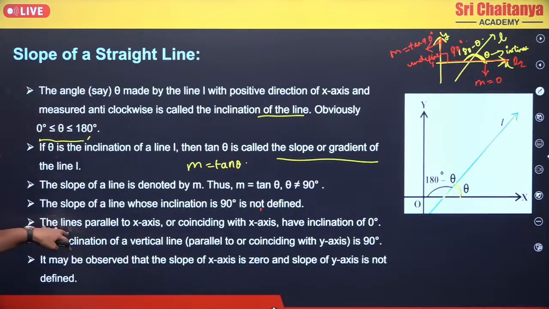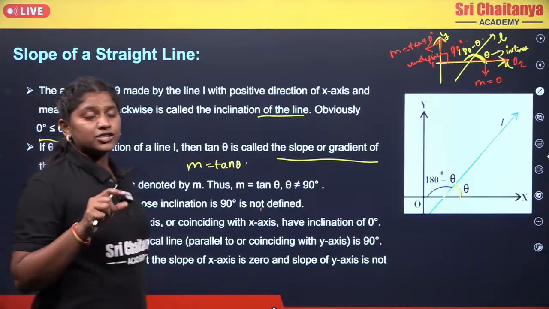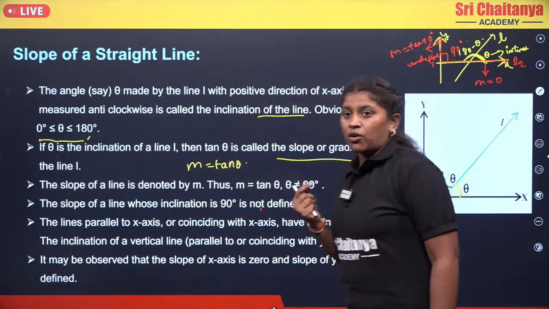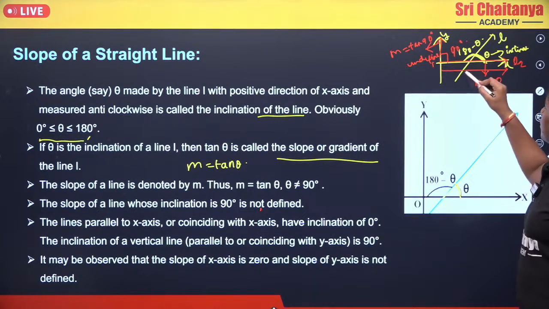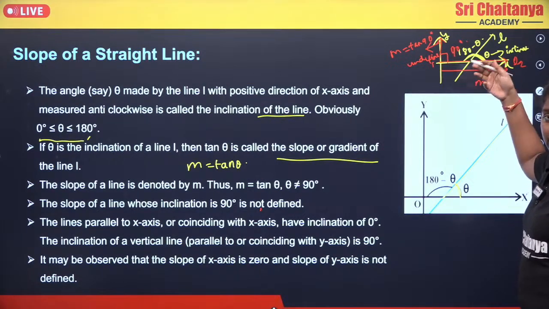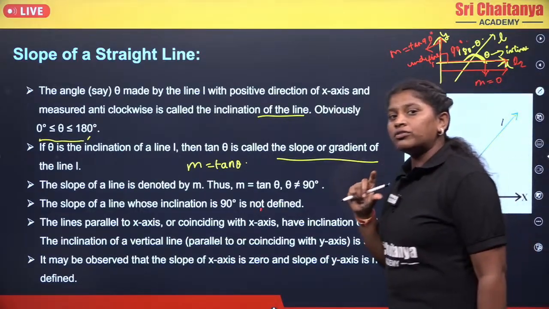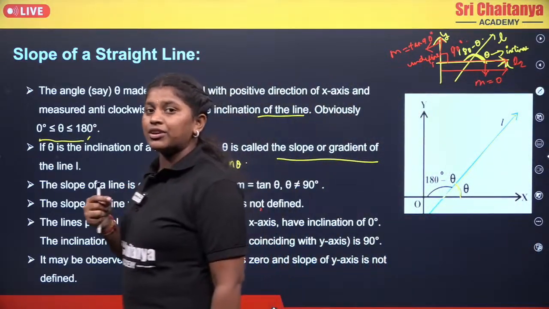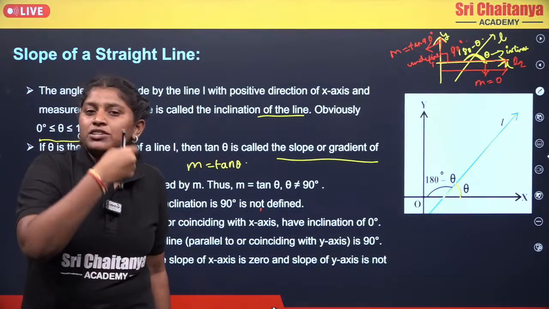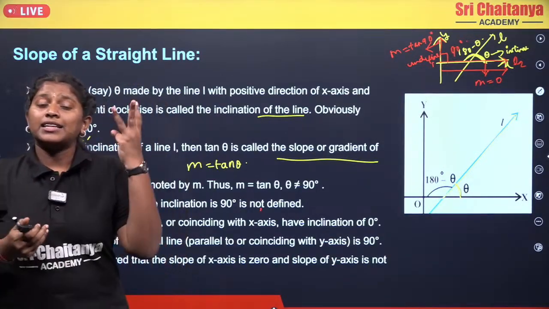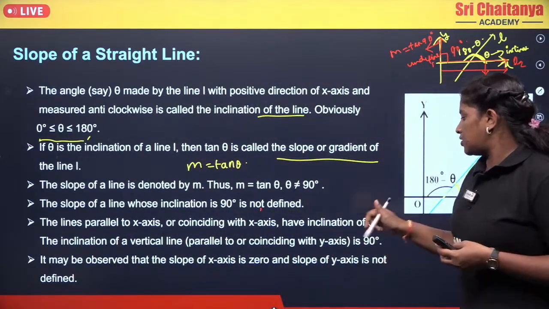Coming to the next, the lines parallel to the x-axis or coinciding with the x-axis have an inclination of 0. Why? Because if I have a line parallel to the x-axis, it means we do not have any inclination, so that becomes 0. In these three cases, the x-axis, a line coinciding with it, or a line parallel to it, we get the inclination as 0.